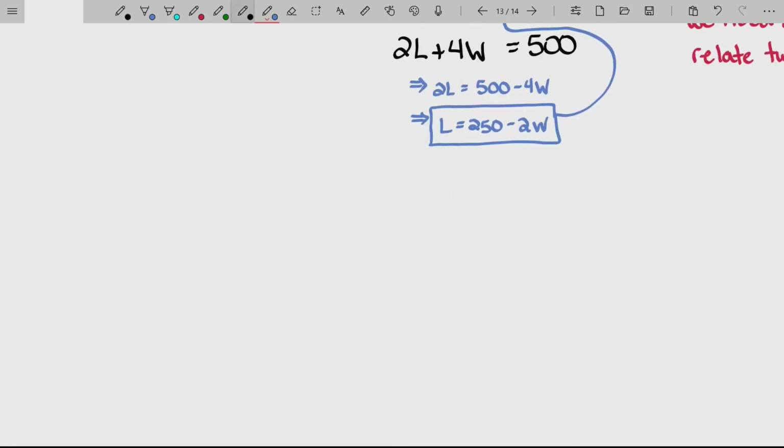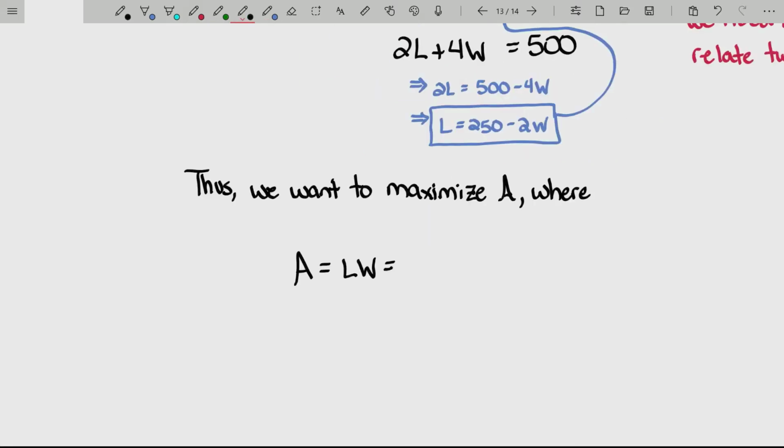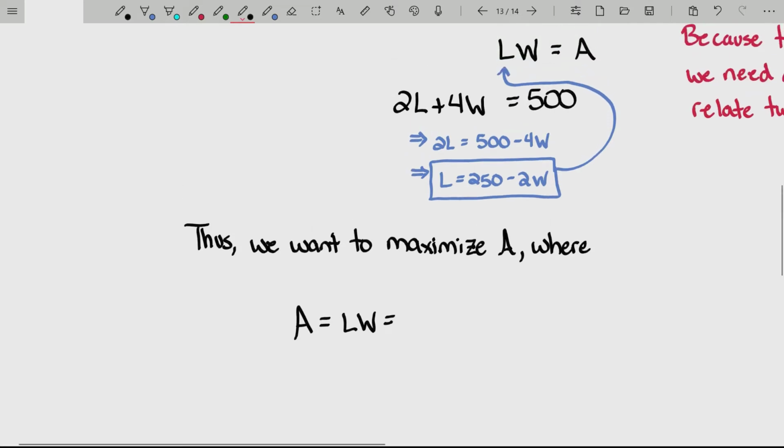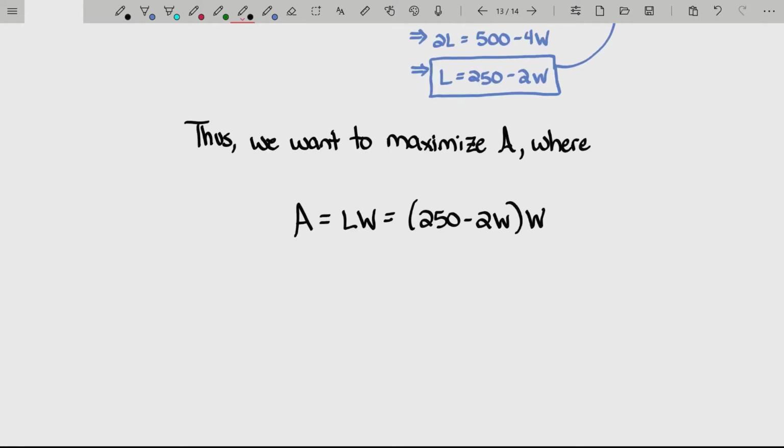Let me write that down. Thus, we want to maximize the area, find the largest area, but area is length times width. But we just found out the length can be written as 250 minus 2W, and the width is just width. Now, if you look at that equation, that implies we have area is equal to, again, 250 minus 2W times W. If you look at that, this is super duper easy to graph.